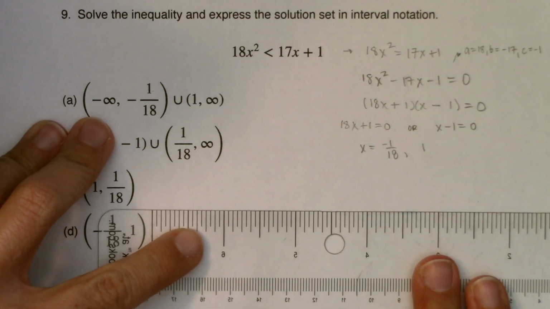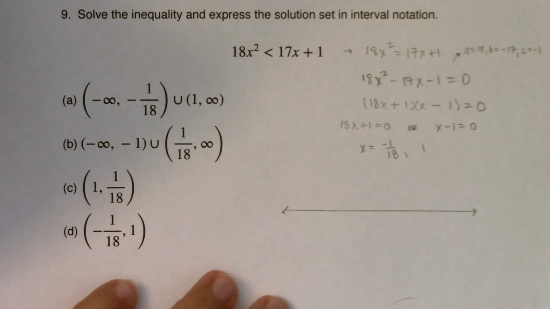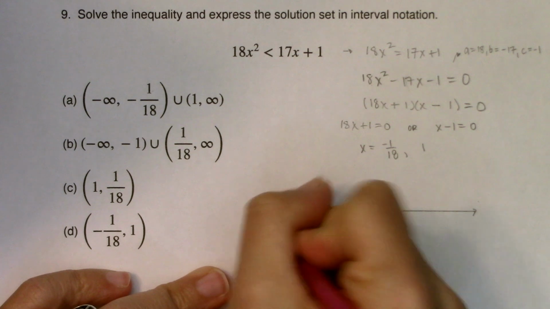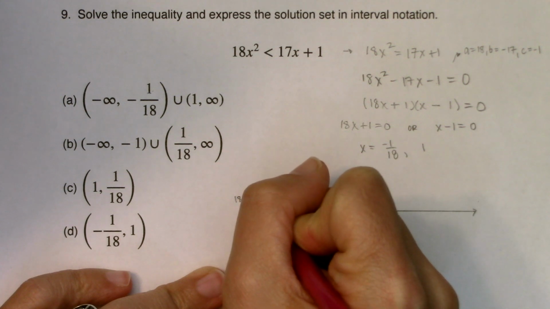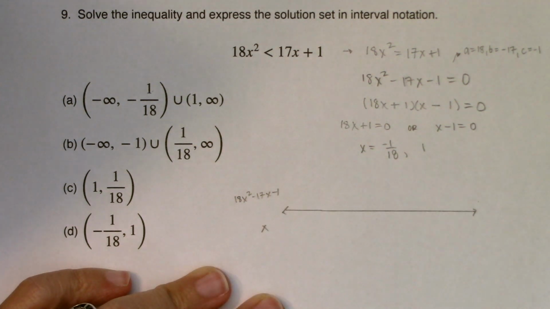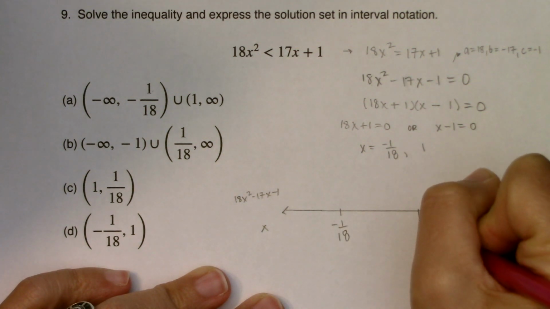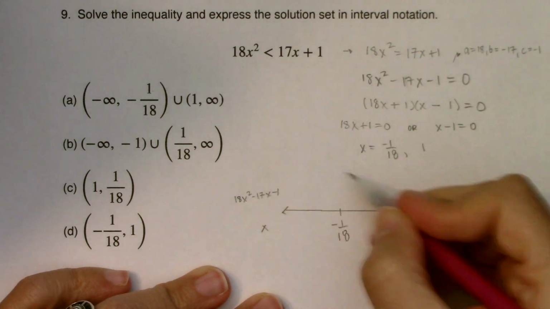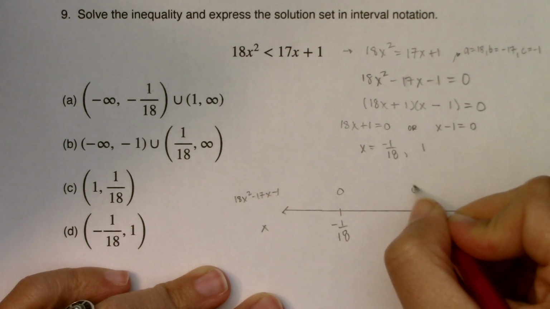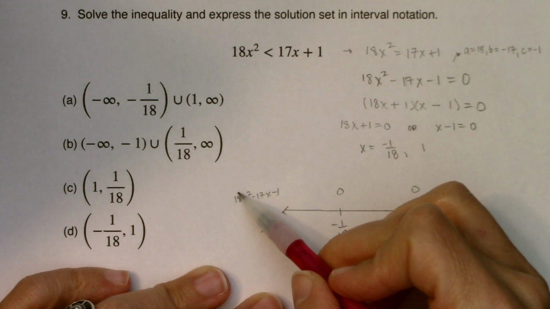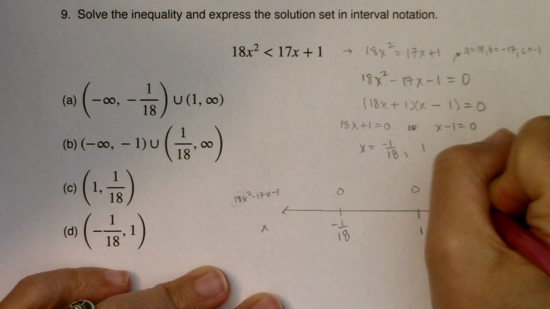So let me go ahead and make my smushed xy-axis. I'm going to put my x values below, and I'm going to put the signs and 0 of 18x squared minus 17x minus 1 up top. Okay, so I had a negative 1 over 18 and a 1. When x was negative 1 over 18, this quadratic expression was 0. When x was equal to 1, this quadratic expression was 0. And when I look at my original quadratic expression, it's got a positive lead. So I'm going to put the positive here.